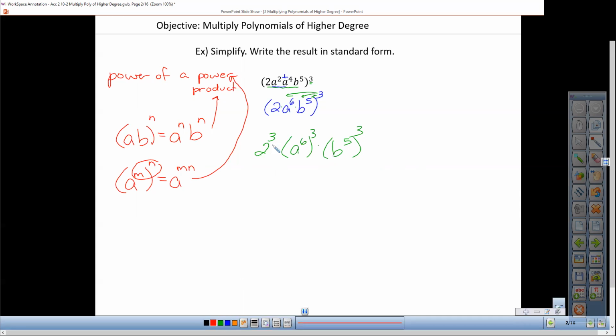Now with the 2 to the 3rd power, remember, that's basic math. That means 2 times itself 3 times. That's 4 times 2, which is 8. With the power of a and the power of b, we are now using power of a power, which says that we combine the exponents by multiplying. So the 6 times the 3 gives us 18, and the 5 times the 3 gives us 15. So here is our final simplified polynomial, or monomial.